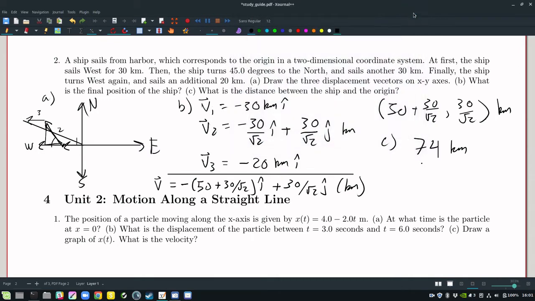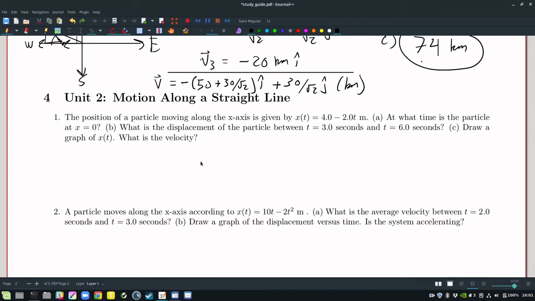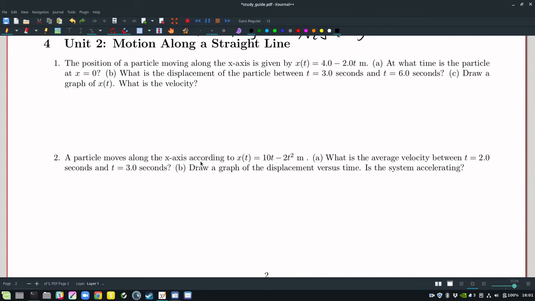So it should be something longer than 50 and 30, you know, because those things are being combined, but there's some amount of distance to the north. So all right, so that's the vector problem. We'll now move on to the motion in a straight line.